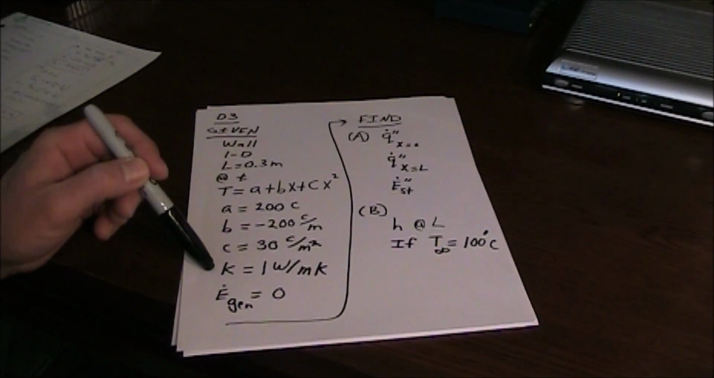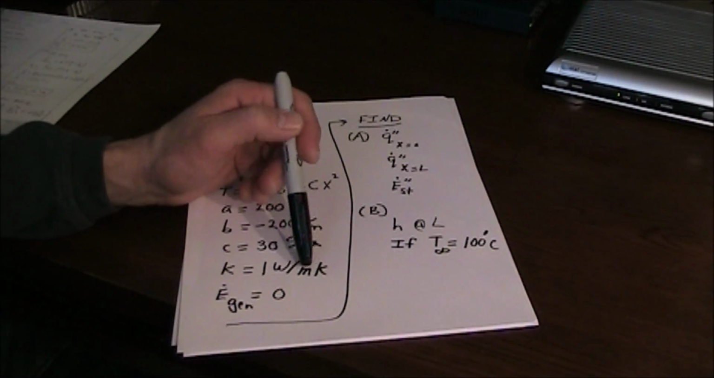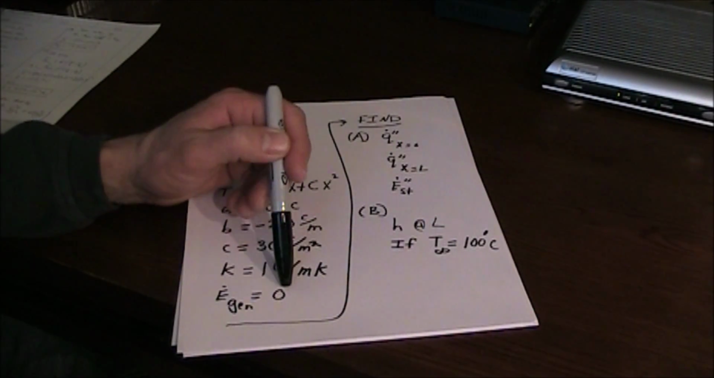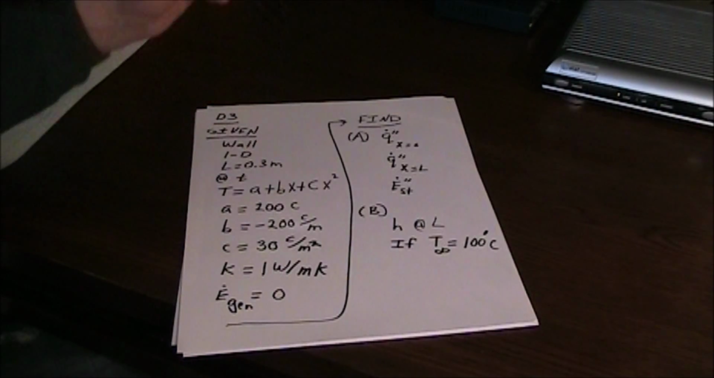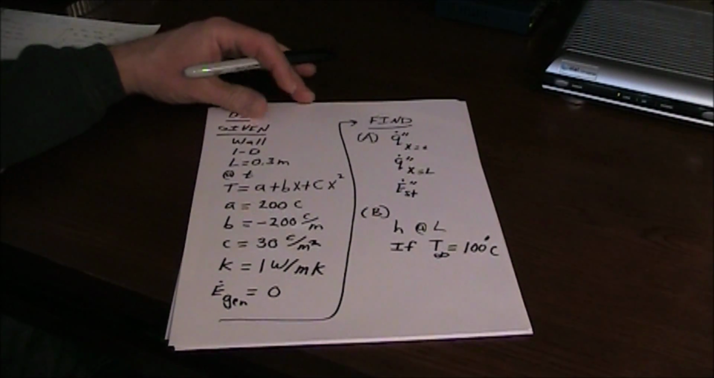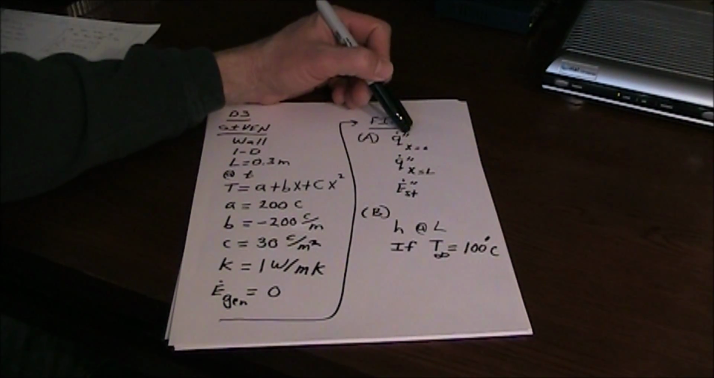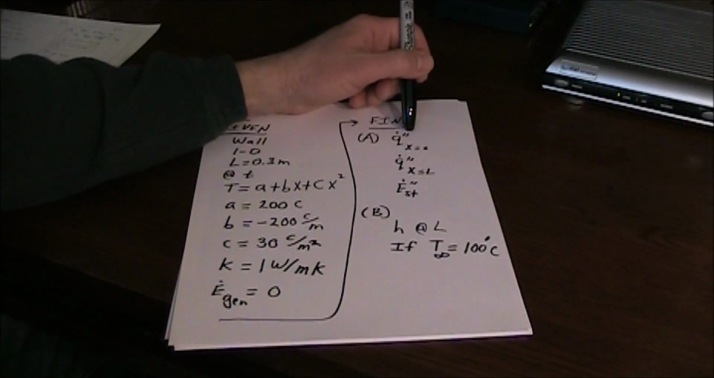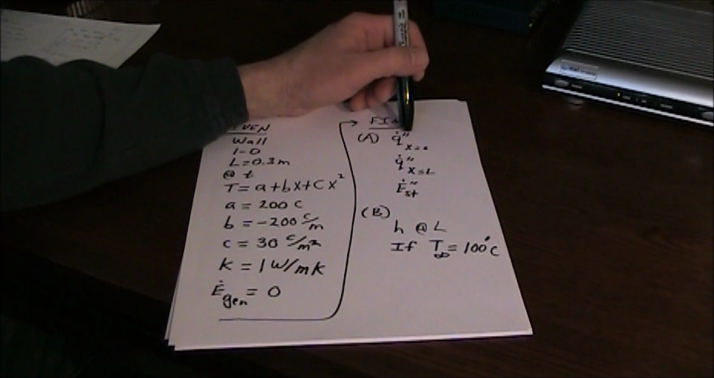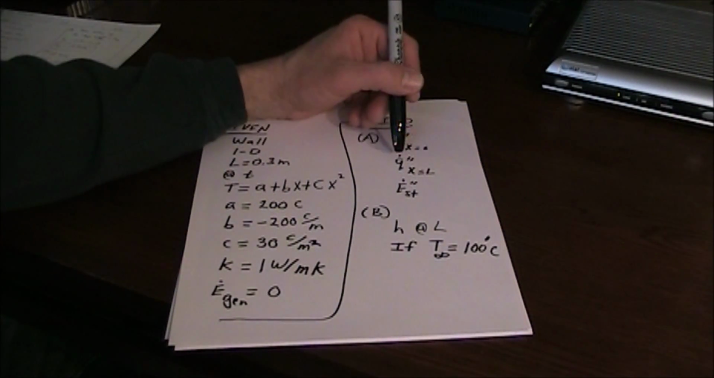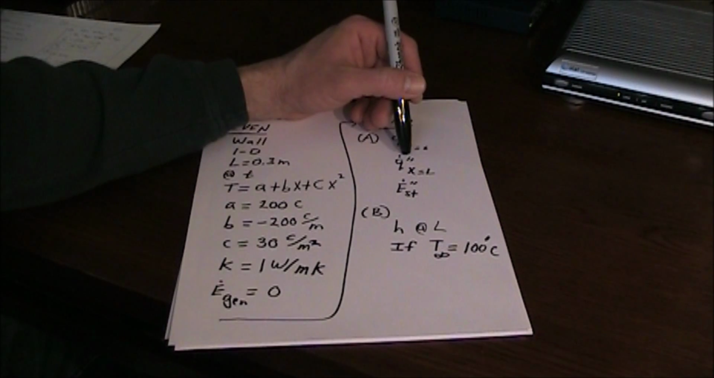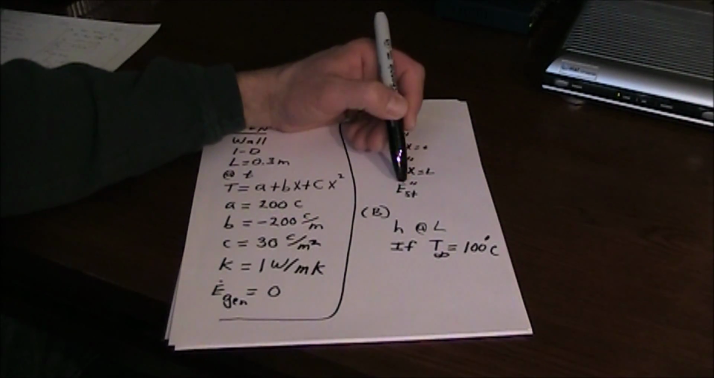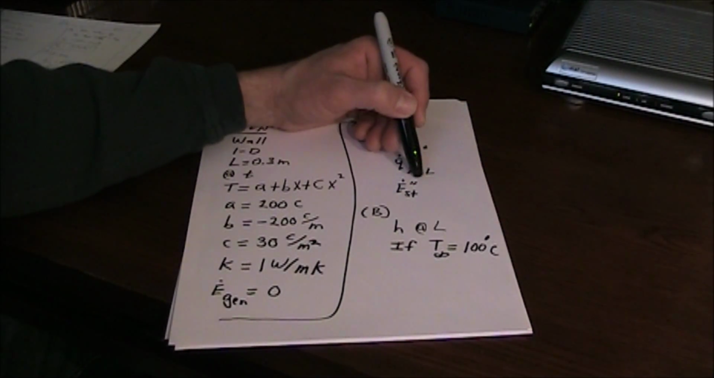The conductivity of the wall is known. It's 1 watt per meter Kelvin. In this problem here, the energy that's being generated is equal to 0. Okay? So then we're asked to find Q dot double prime at x equals 0. And here again, the double prime means per area, per length squared. And then also in part A, find Q dot double prime at x equal L. And then find the energy that's being stored per area.